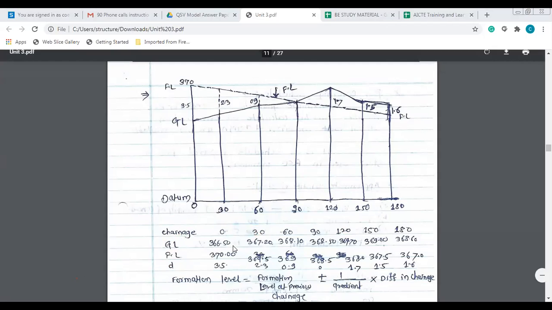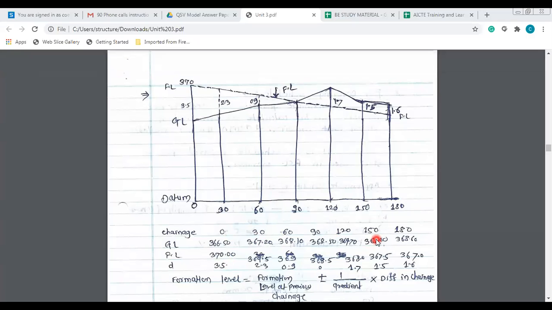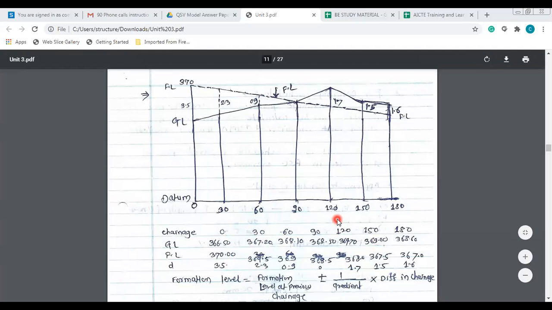Similarly, GLs they have mentioned for the point number 0, ground level is 360.50, and FL is given. Initial FL they have mentioned. Yes, this is 370 meters. So only this FL they have mentioned. Now in the next column you can write the GL. GL of second point is 367.20. Third point is 368.10. Fourth point is 368.50. Fifth point is 369.70. At first I will explain all the problem, then I will give you some time to write it down. So at first please listen carefully.